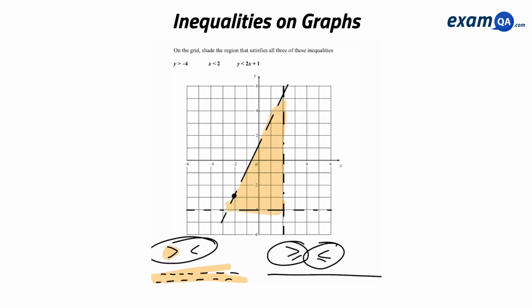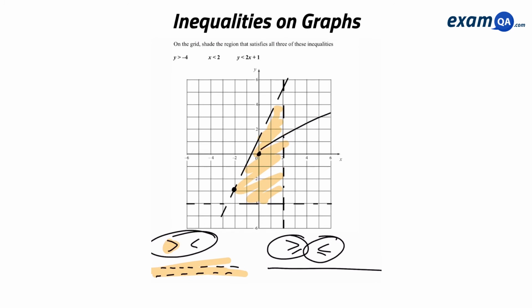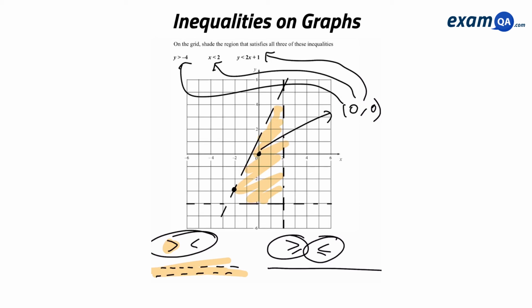what we're going to do is test a point in the region we think that it is. So if we think it's this triangle region, let's just pick a point in the region. Let's pick the easiest point, 0, 0, right? Now I'm going to test this point 0, 0 on each of the inequalities. And if they all make sense, then we know we were right.